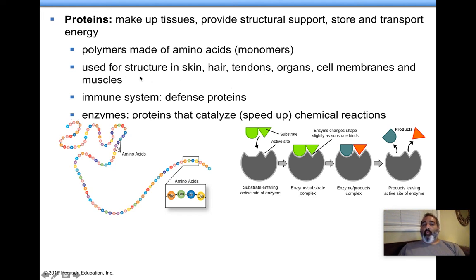All right. What are the building blocks of proteins? They're called amino acids, or the monomers of proteins, same thing. So a chain of amino acids will become a protein. This is a picture showing you enzymes and how they work. You don't need to know this part.